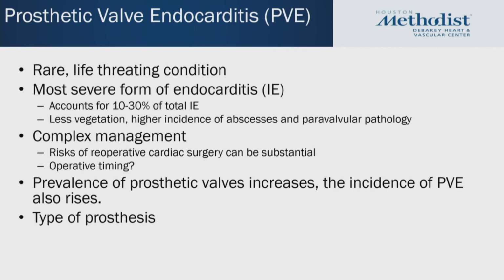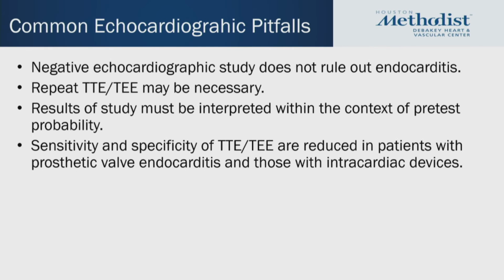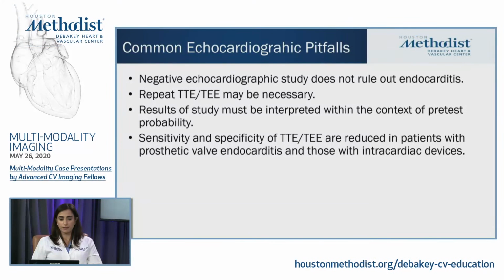We're doing a lot more transcatheter interventions, so we're going to see more prosthetic valve endocarditis, so we need to be ready. And then the type of prosthesis, when we talk about mechanical prosthesis, is a bit different from bioprosthetic prosthesis. In mechanical valves, the infection starts usually at the sewing rings, leading into pseudoabscesses, dehiscence of the valve, paravalvular leaks, and so forth, and fistulations. However, with bioprostheses, usually the infection starts at the tips, goes into the leaflets, perforates, and leads to vegetations. It's never clear cut. It could happen in all sorts of orders, but that's what's commonly described.